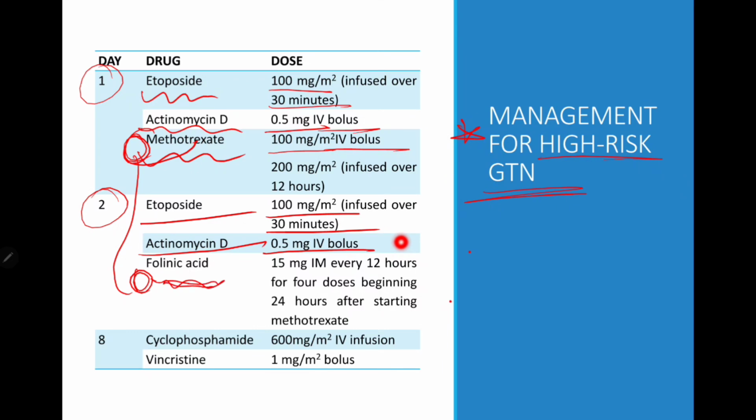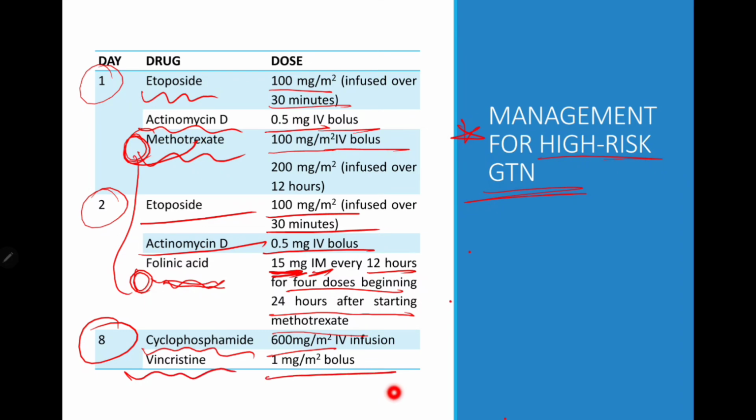Folinic acid. Okay, folinic acid 15 milligram intramuscularly every 12 hours for 4 doses beginning 24 hours after starting methotrexate. Next, on day 8, I will be giving cyclophosphamide. Cyclophosphamide, the dose is 600 milligram per meter square IV infusion. And then vincristine, that is 1 milligram per meter square bolus.